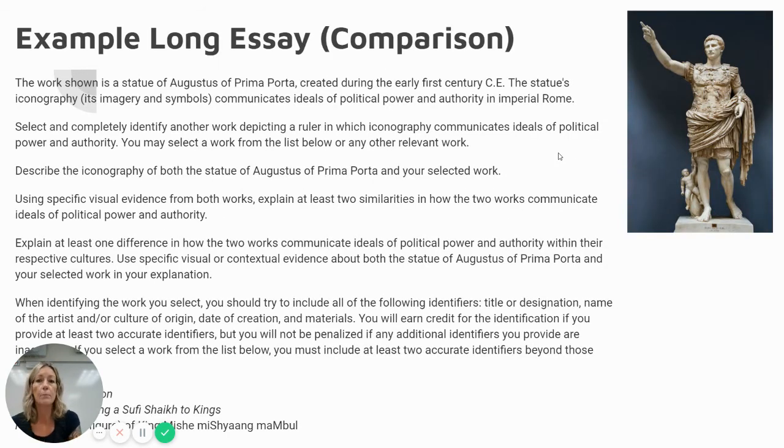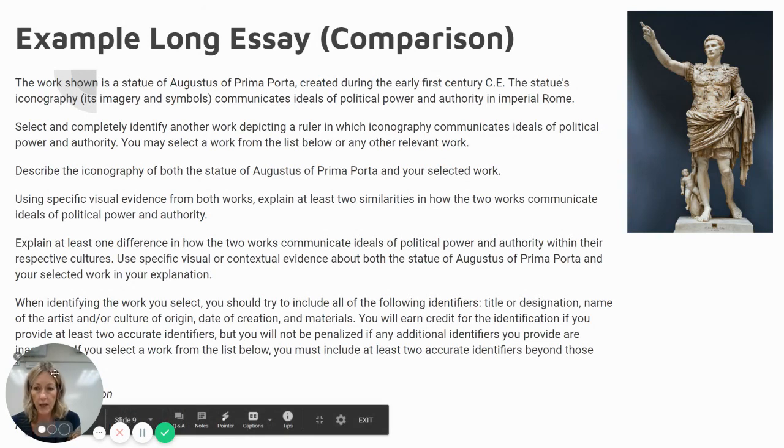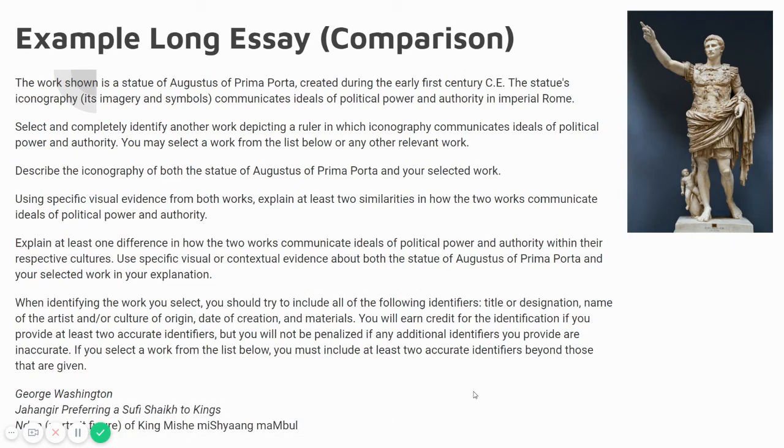And then I have an example long essay. This is the comparison essay where they provide you with an image and then they ask you to compare it with another artwork. I'm going to go ahead and X out that area so you can see better. But this is how it looks. They will first tell you about the theme of the essay, and then they start giving you directions.